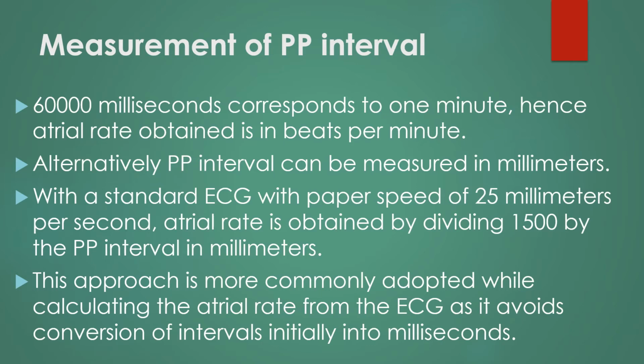Alternatively, PP interval can be measured in millimeters. With a standard ECG paper speed of 25 millimeters per second, atrial rate is obtained by dividing 1500 by the PP interval in millimeters. This approach is more commonly adopted while calculating the atrial rate from the ECG, as it avoids conversion of intervals initially into milliseconds.